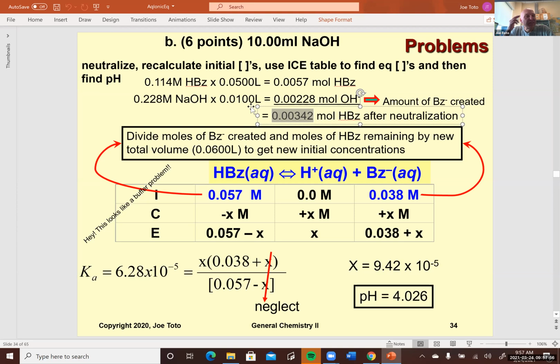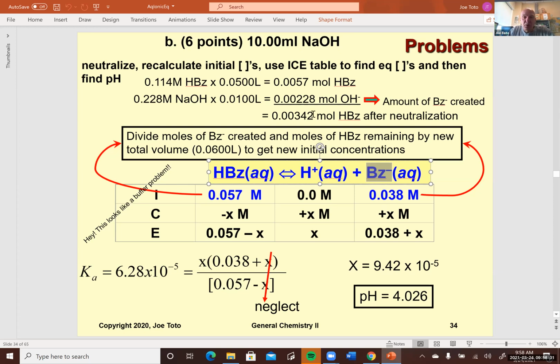But I also have to remember that when this reacted up here, this was the limiting reagent and it produced salty water. In that salty water, I have Na+, a spectator, I don't care, but I have the conjugate base, Bz-. So now this ICE table setup looks like a buffer problem where I have a weak acid in the presence of its conjugate base. And that's why that part of the curve is often referred to as the buffer region.